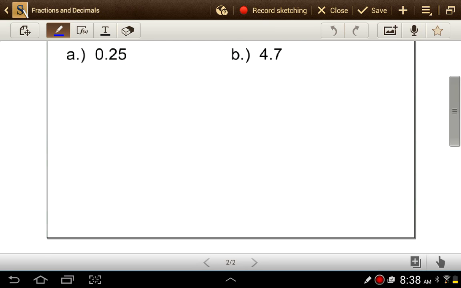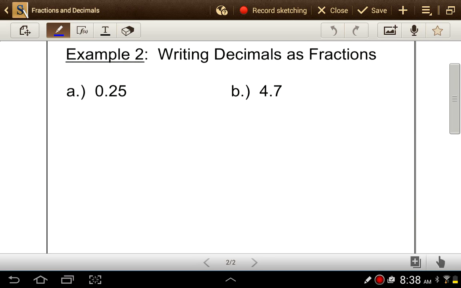Alright, example 2, writing decimals as fractions. So now we have decimals, we're going to write them as fractions. So your place values are going to be very important here. I know a lot of you say that's 0.25, but what is that really? That is 25 hundredths. Remember our place value that we have the tenths and then the hundredths. So this is 25 hundredths, so that means that's going to be 25 over 100.